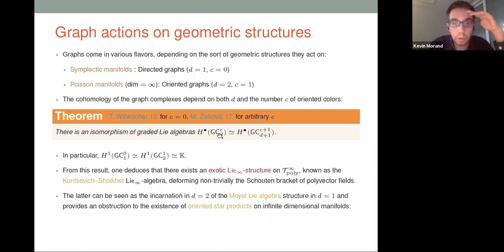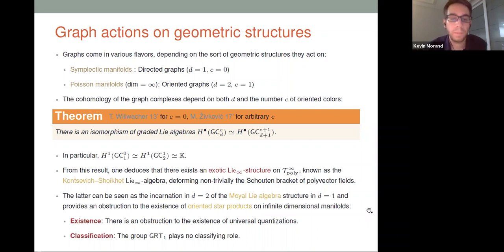So since we have this theorem, we can map structures in one dimension to structures in higher dimension. So this is what happens here. The Moyal Lie algebra structure in D equal one is mapped to this Kontsevich-Shoikhet obstruction in D equal two. And this provides an obstruction to the existence of oriented star products on infinite dimensional manifolds. So we cannot quantize infinite dimensional manifolds. So there is an obstruction to this existence. And also the group GRT1 doesn't appear in the classification.